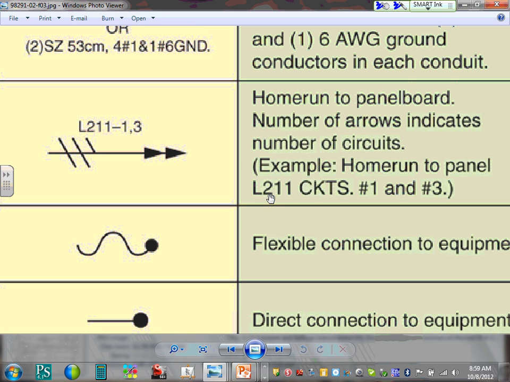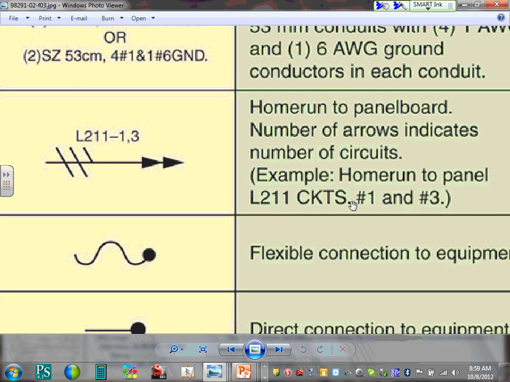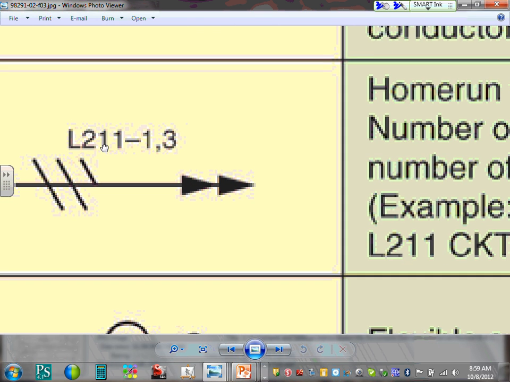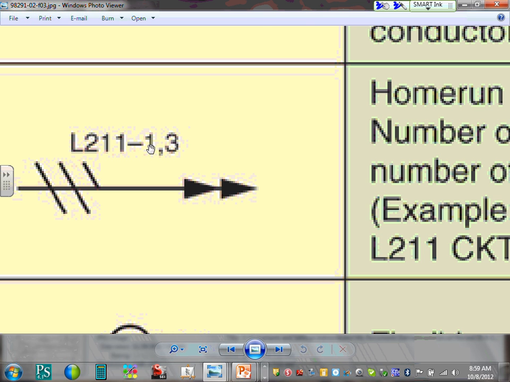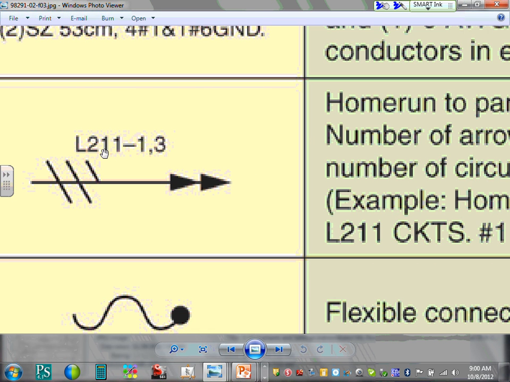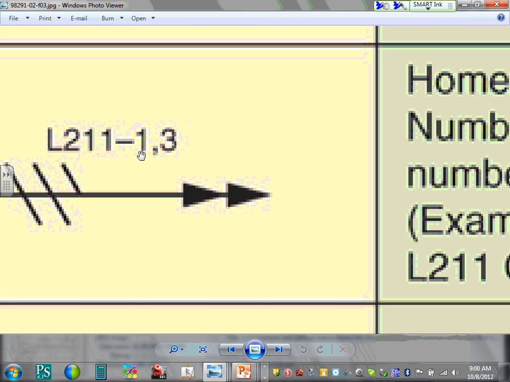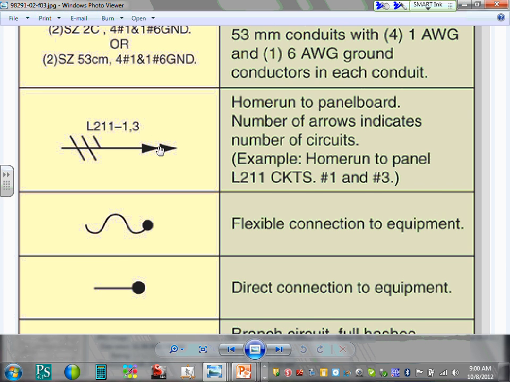Example, we have L211, circuits 1 and 3. In this case, that will be circuit 1 and 3, right to the top. Can you guys see that? So we have circuit 1 and circuit 3. L211, that's panel 211, and 1 and 3, exactly like we did. Is that similar to what we did in the last project and what we're going to be doing in this project, as a matter of fact? We did them at the bottom, right?